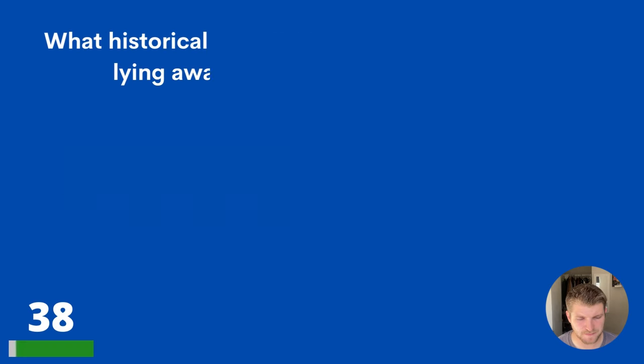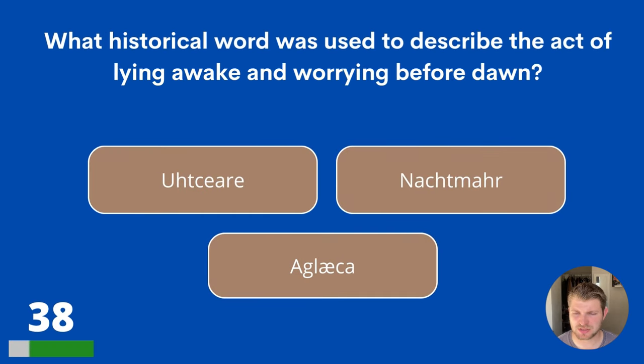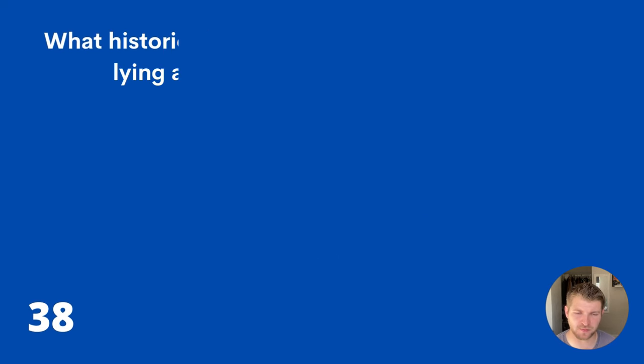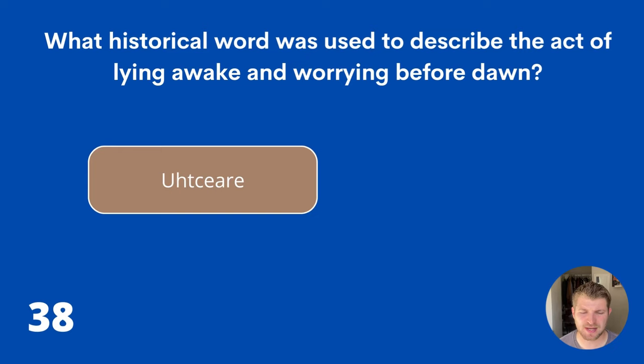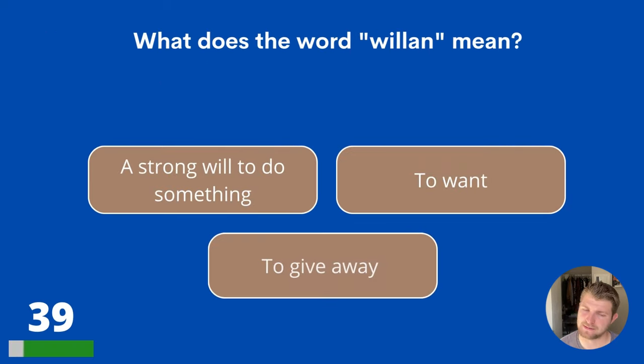Question 38. What historical word was used to describe the act of lying awake and worrying before dawn? Utsia, Naktmar, or Aglacia? I apologise profusely about the pronunciation there, but the answer is Uhtceare, U-H-T-C-E-A-R-E.